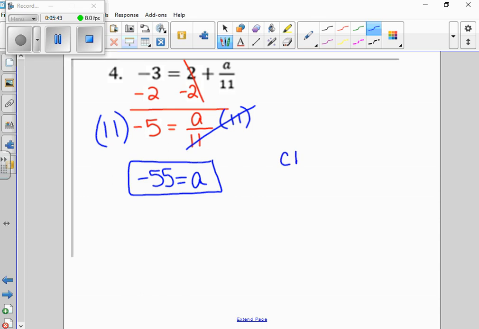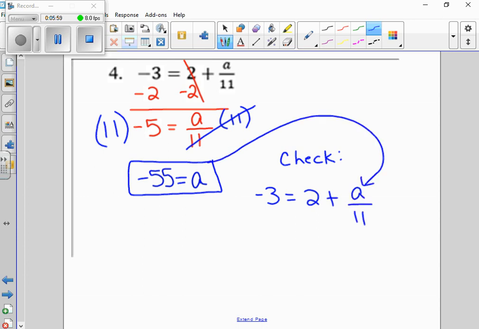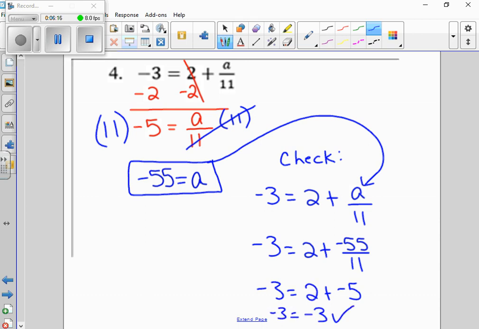If you'd like to check your work, which I highly encourage, take your original problem, substitute your answer right in for A, and then simplify and see if the left and right side end up being equal. All right, this actually is -5, and 2 plus -5 is -3. There we go.